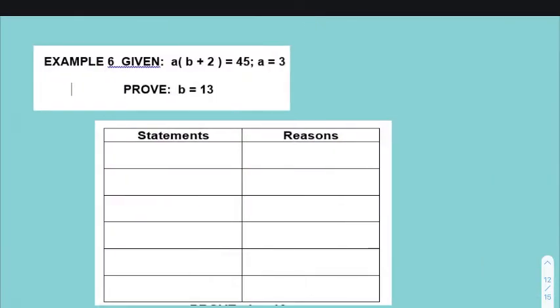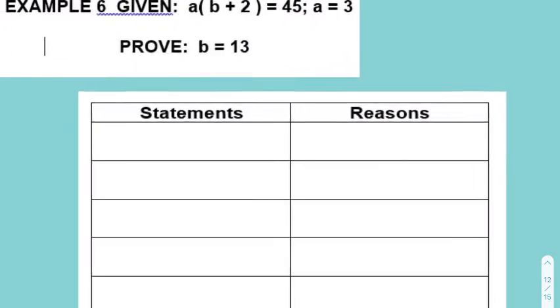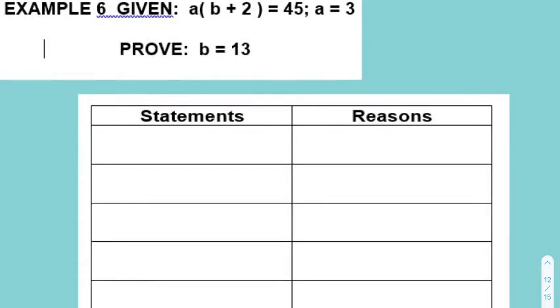All right, so as they get a little bit longer, you can see again, we're going to have the same type of scenario. We could have most likely approached this in multiple different ways. Notice this time, though, they are giving us more than one given value. So for starters, we want to go ahead and list that. So we have given a times (b plus 2) equal to 45, and that a is equal to 3. We want to prove that b is equal to 13.